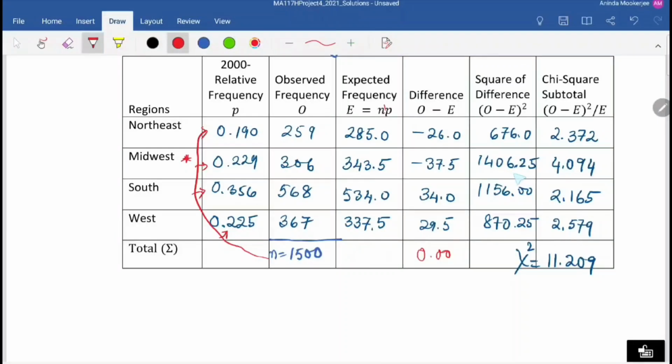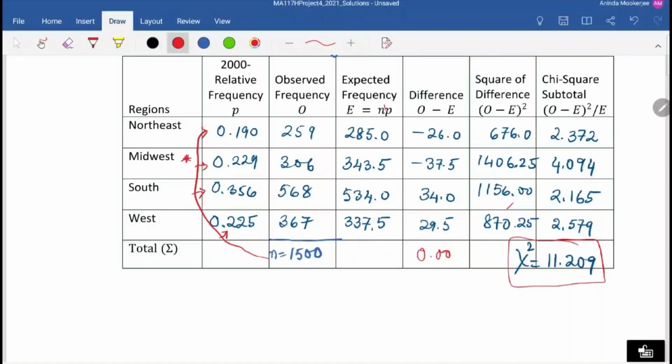That was 1406.25. So that's how you work the O minus E whole squared column. And then in the final column, you're dividing the O minus E whole squared column by your expected frequencies. These are the chi-squared subtotal values you're getting in the last column, which will get summed up. So we get a chi-squared value of 11.209. That's going to be our test statistic.